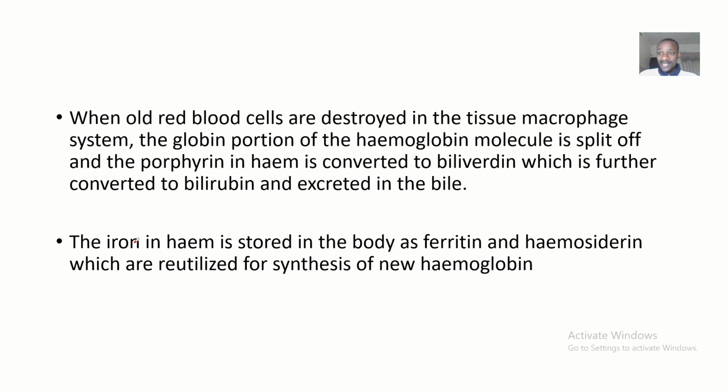Let's talk about the catabolism of hemoglobin properly. We said that when red blood cells are destroyed in the tissue macrophage system, the globin portion of the hemoglobin molecule is split off, and the porphyrin in heme is converted to biliverdin, which is further converted to bilirubin and excreted in the bile. Should I go over again? When red blood cells are destroyed in the tissue macrophage, hemoglobin is made up of heme and globin. Now we're talking about the globin. The globin portion is split off, and the porphyrin in the heme is converted to biliverdin, which is further converted to bilirubin and excreted in bile.